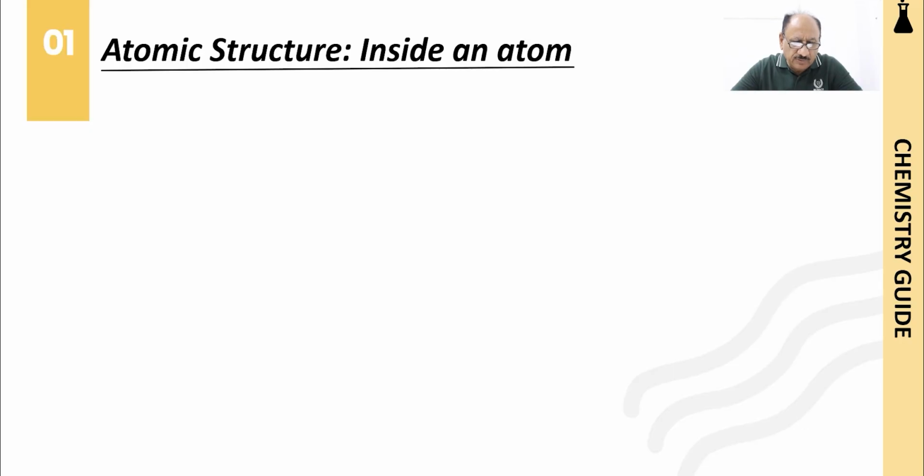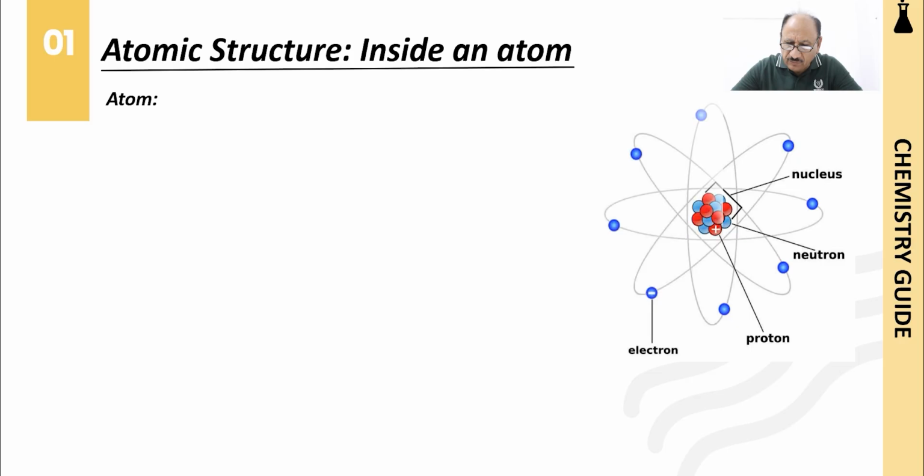First we will discuss atomic structure, what is inside an atom. If we go through atomic structure, just a graphical representation of an atom will be like this one. Inside the middle will be the nucleus, and these are the protons, and neutrons are inside the nucleus, and electrons are revolving around the nucleus. So this is a graphical representation for your understanding.